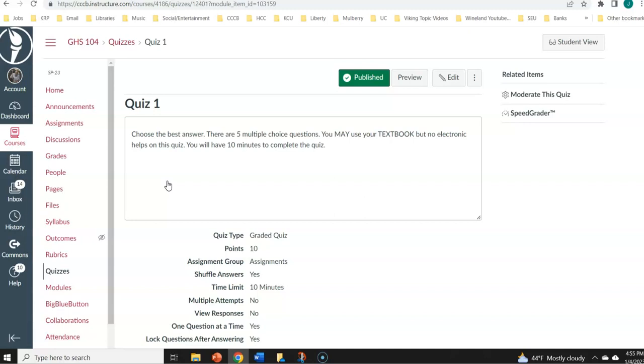What I don't want you to do is use your friend or your friend's notes or your friend's ideas. This is not a group project. This is your project. And it's only 5 questions. They're basically all multiple choice. Occasionally there might be a true-false in there. And you have 10 minutes to do it. That's 2 minutes per question.